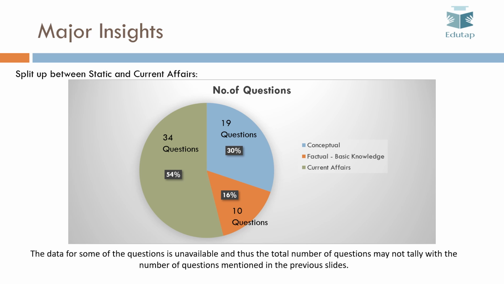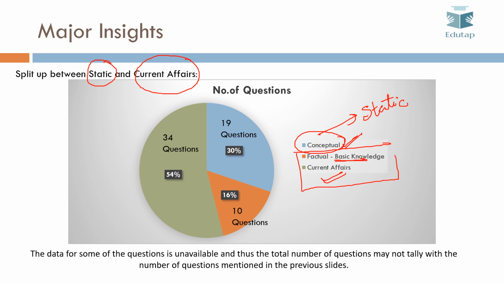Okay, so now coming to major insights. This particular pie chart gives you a split-up between static and current affairs. Now there are three components here. One is your conceptual based questions. One is your factual, that is very basic knowledge. And the third one is current affairs. So just think of conceptual as static, so we can place it that way, and your factual basic knowledge plus current affairs, we will club together as current affairs.